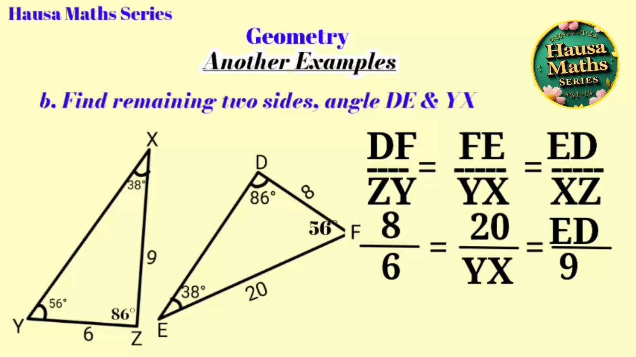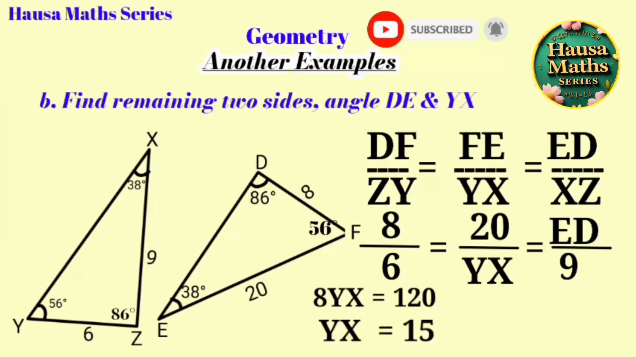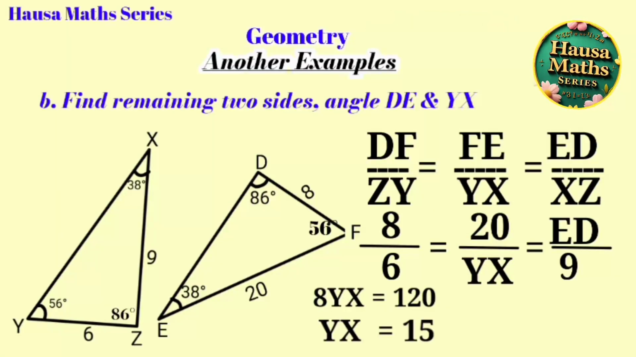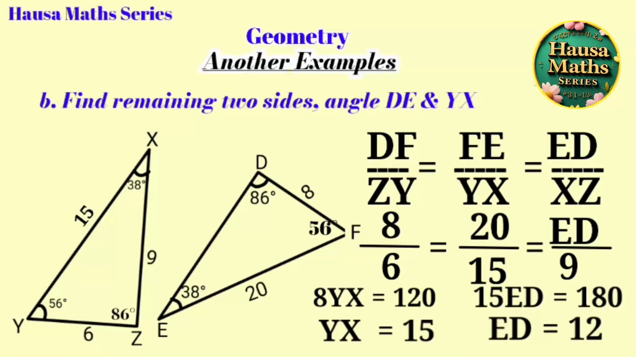We are going to cross multiply. We have 8 times YX, which is 8YX, equal to 6 times 20, which is 120. Now when we divide both sides by 8, we have 15. The value of YX is exactly 15. Now we substitute it there and cross multiply. We have 15 ED equals 180, and dividing both sides by 15, ED is equal to 12. Therefore the value of ED is exactly 12.